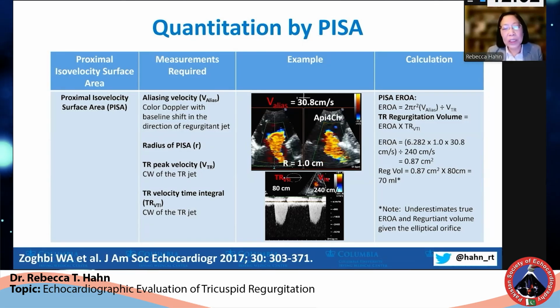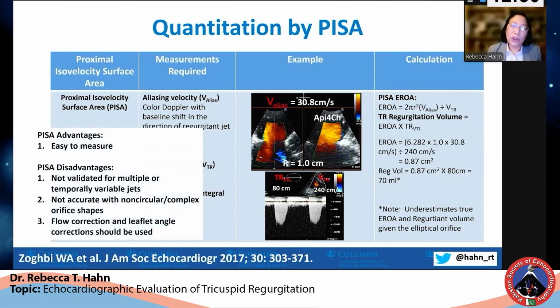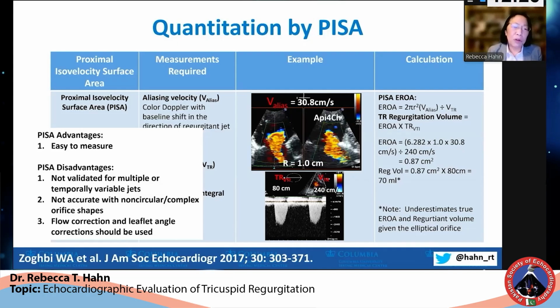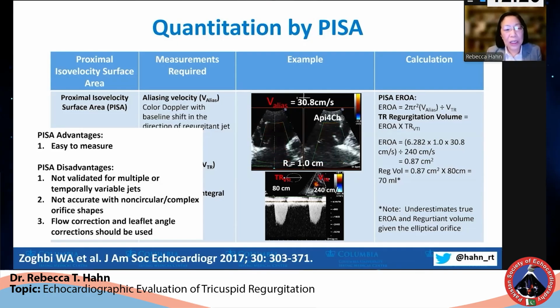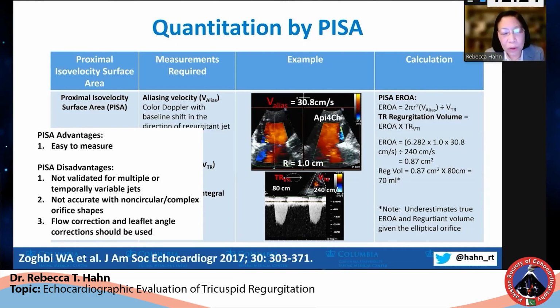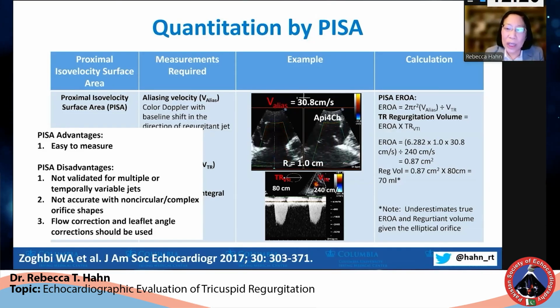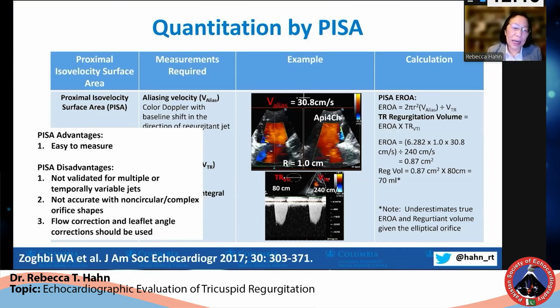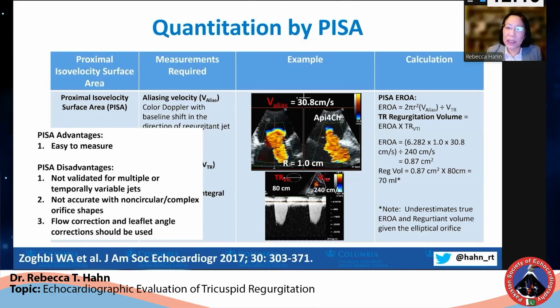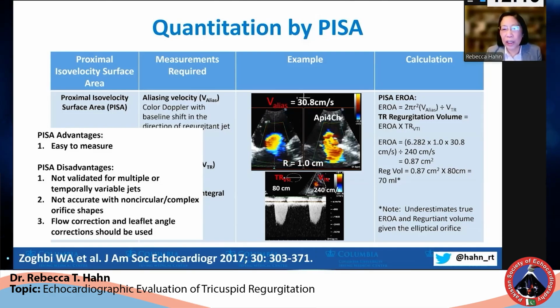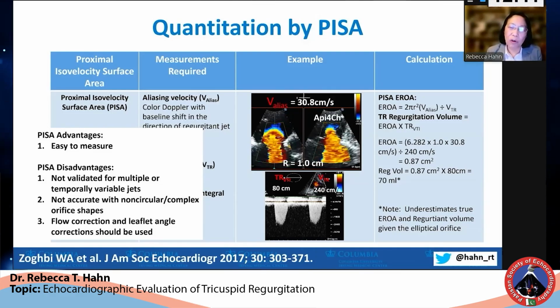And although it's easy to measure, it is also not validated for multiple or temporally variable jets, and is therefore not accurate with non-circular complex orifices. It needs to have flow correction and angle of the leaflet correction in order to actually generate an accurate regurgitant orifice area.